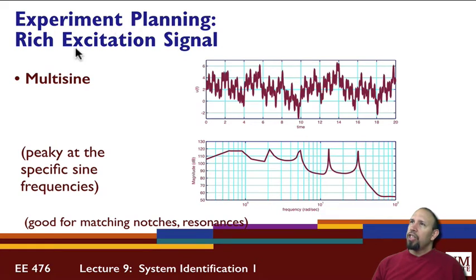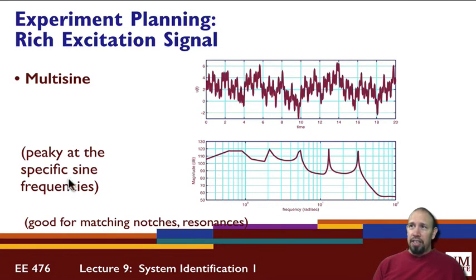Another rich signal is a multi-sine. A multi-sine is basically a signal that's a sum of sinusoids of various frequencies. The frequencies basically give us these little peaky values in our frequency domain.